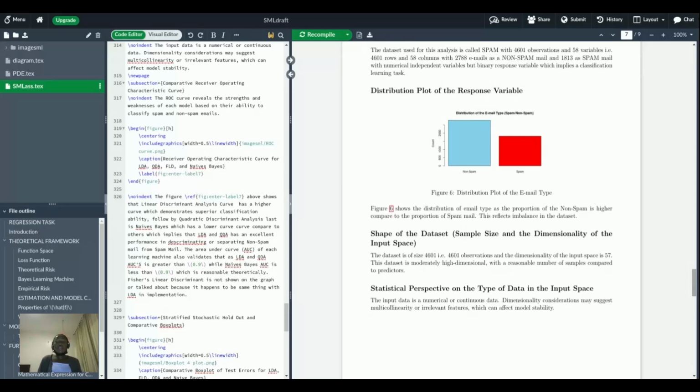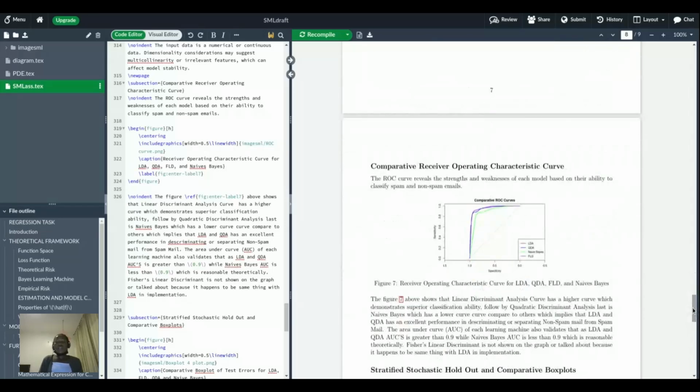And in this classification task, four learning machines were used: the LDA, the QDA, the FLD, and the naive Bayes. But in this context, the FLD and LDA are doing the same thing in binary classification.